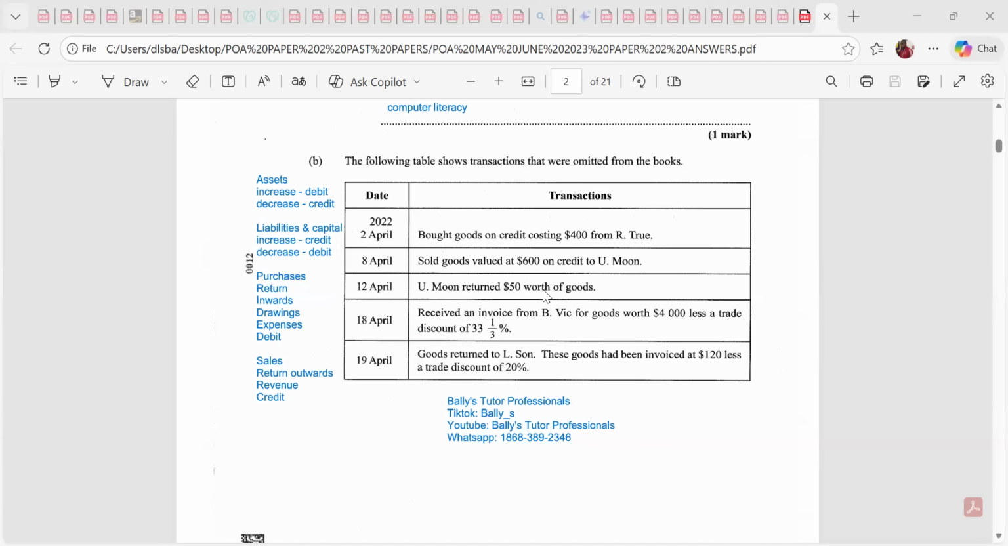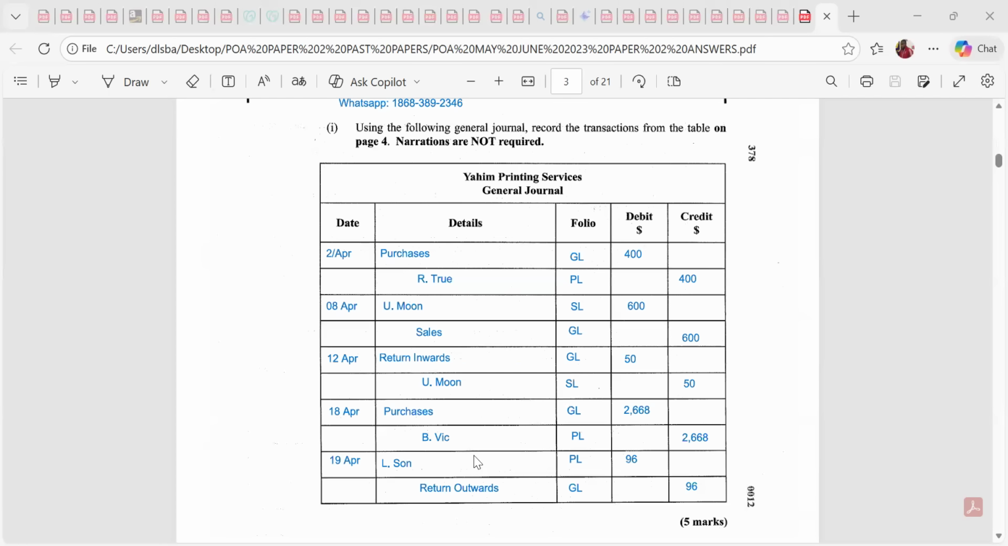It's on the board. Is it part of PRIDE? Return outwards, credited. Return inwards is part of PRIDE, but not return outwards. So if it's not part of PRIDE, that means it's credited. Look right here: return outwards, credit. If we are going to credit return outwards, what are we going to do to L Son? Debit. Right. So you credit return outwards, debit L Son. So see, L Son debit, return outwards credit.